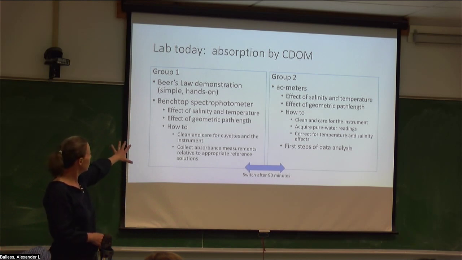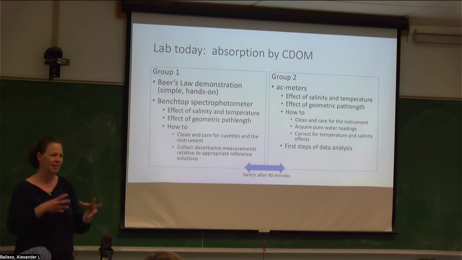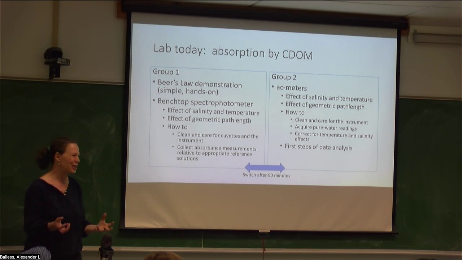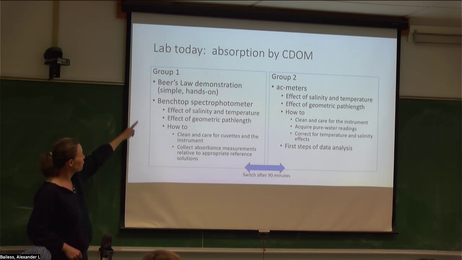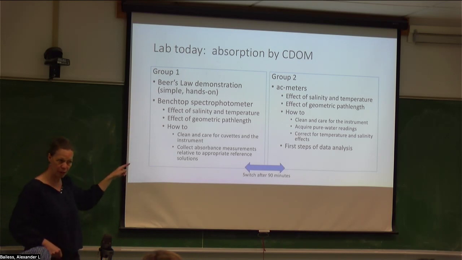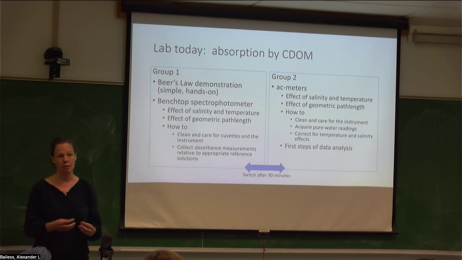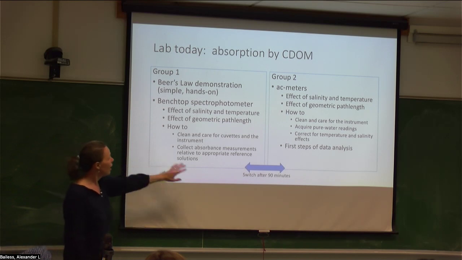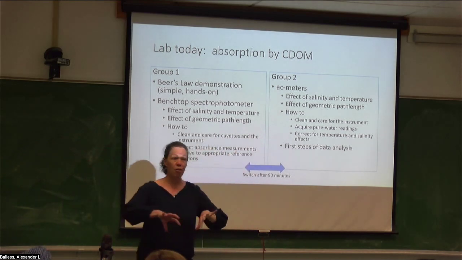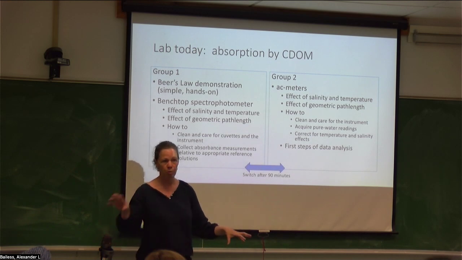So half of group one will be doing a simple activity using food coloring and light sensors and flashlights to empirically replicate Beer's law in a little tank. And then the other half of the group will be working on a benchtop spectrophotometer, making measurements to look at the effect of temperature, salinity, and path length in measurements of pure water and natural water, and just how to operate the spectrophotometer.